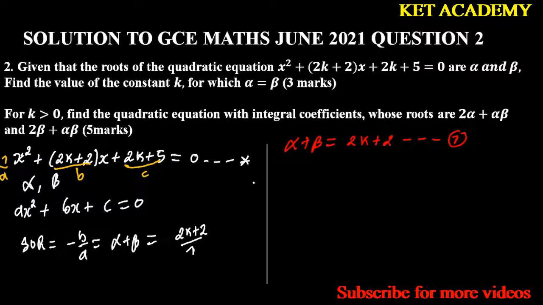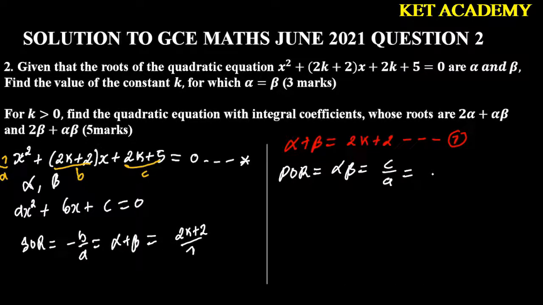Now, the second condition, our product of roots, which can be written as alpha beta, is c on a. Our c here is 2k plus 5, divided by our a, which is 1. So it means that our product of roots, alpha beta, will be 2k plus 5. So this is our equation 2.